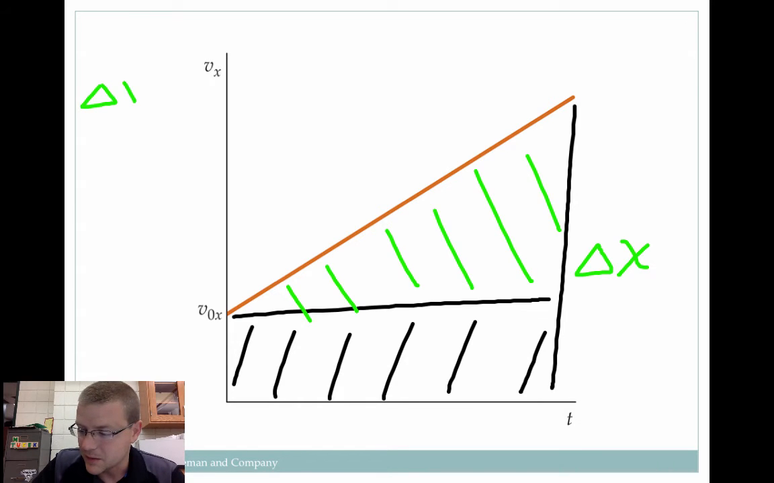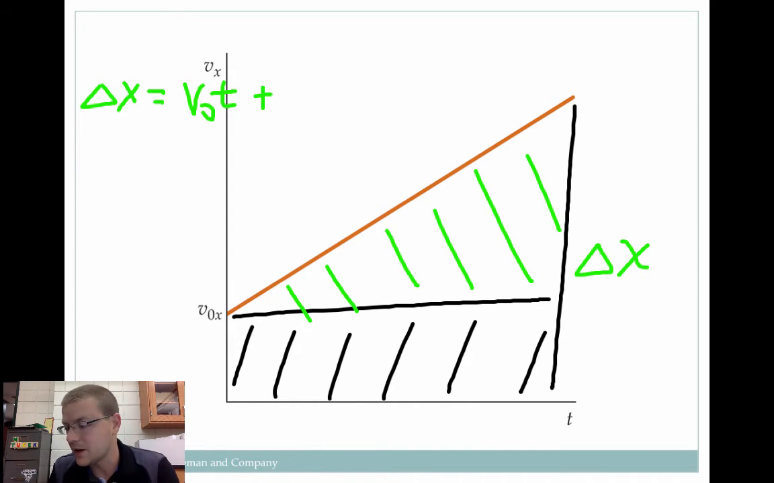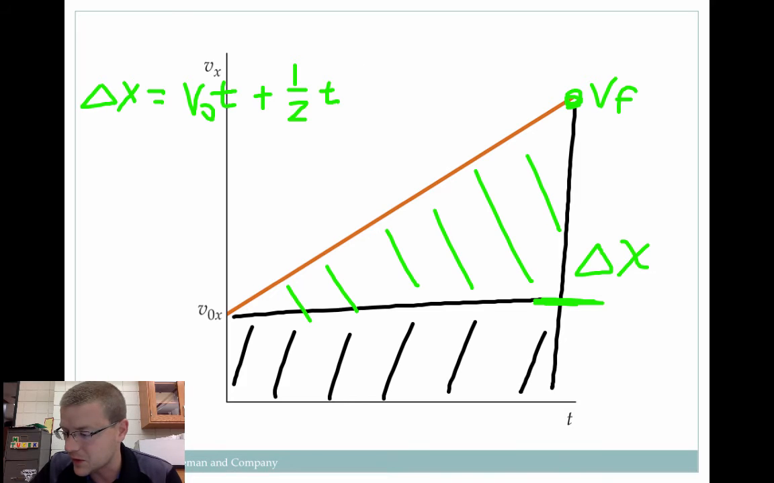So I could write my displacement would equal the height of the rectangle, which is Vo, times the length of my triangle, which is time. And I'm going to add that to the area of the triangle above. So that would be 1/2 times the base, which is time, times the height. Now the height here goes from this flat line all the way up to here, which we could call our final speed. So if I wanted the height of that triangle, really what I'm looking for is the change in velocity. So there is a second equation I can have.